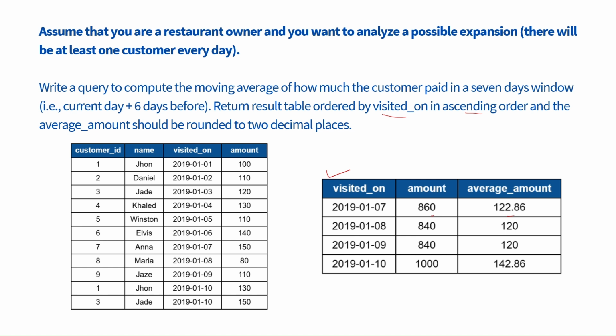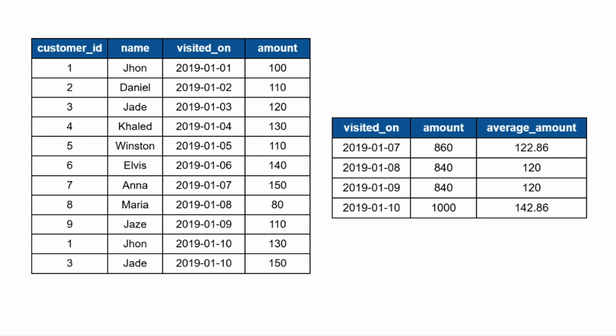Now there is one important thing to note: a day can have multiple rows. For example, if you see the day 10th of January 2019, it has 2 customers. So a single day can have multiple customers or multiple rows of customer information. Okay. So let's take a look at the input table and the output table in detail, and let's see how the output is being derived from this input.